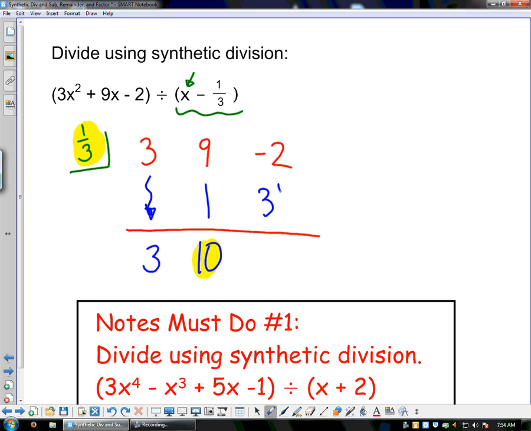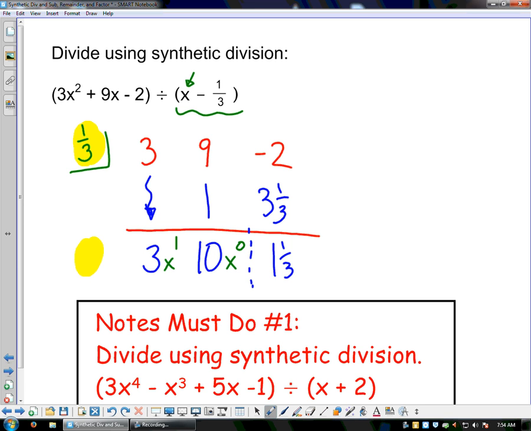3 and 1/3, added to negative 2, would be positive 1 and 1/3. And so how are we going to write our answer? Let's put the little wall there to divide out the last number, so we know that's our remainder. And we'll count backwards. So that 10 will have x to the 0 with it, and the 3 will have x to the first.